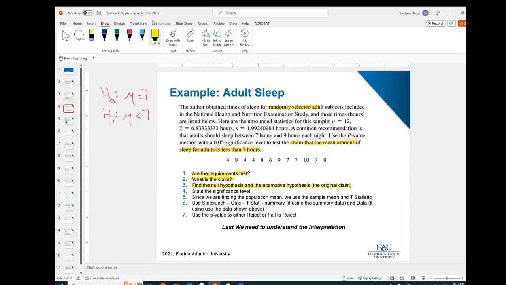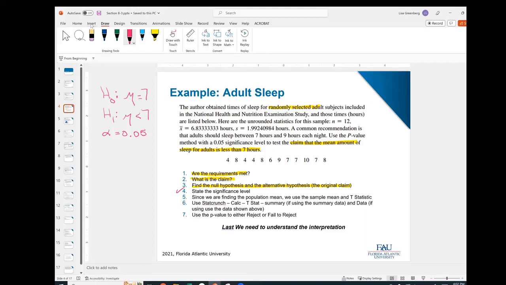Done. We have our significance level. Our significance level, alpha, is equal to 0.05. Okay, so I'll just put a check. Since we are finding the population mean, we use the sample mean and t-statistic. So we're finding the population mean.